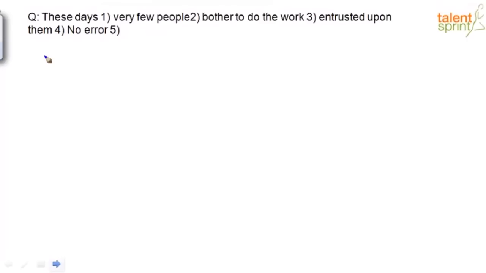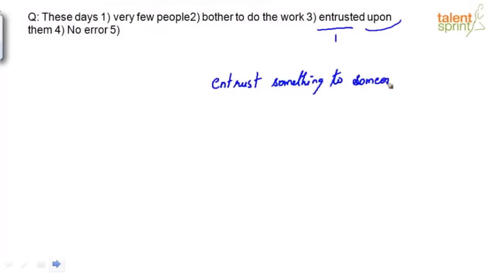Now your clue word is entrusted. The error is in option 3. You don't say entrusted upon, you always entrust to. Entrust means what? To give as a responsibility. So some responsibility is given to this person. So you always entrust something to someone, which means the right preposition that should follow is entrust plus to. So the error is in part 3. You delete upon and you add to. Entrusted to them. That's your context.